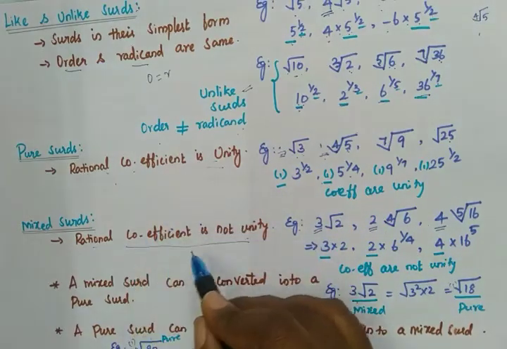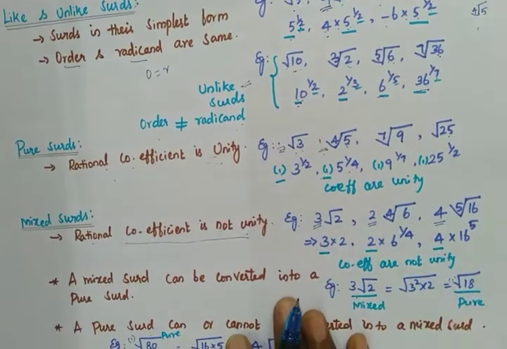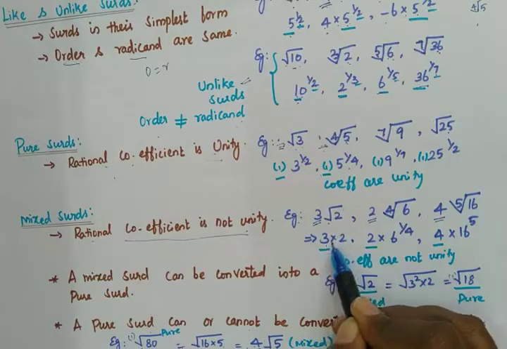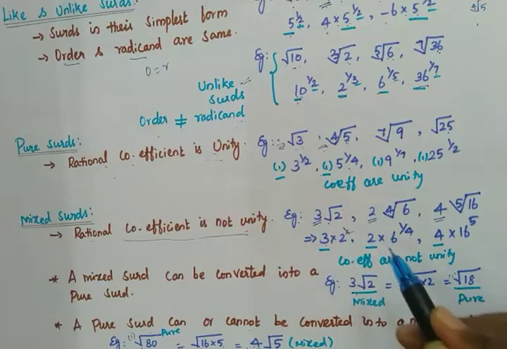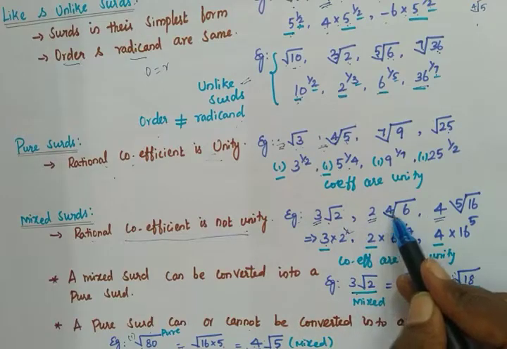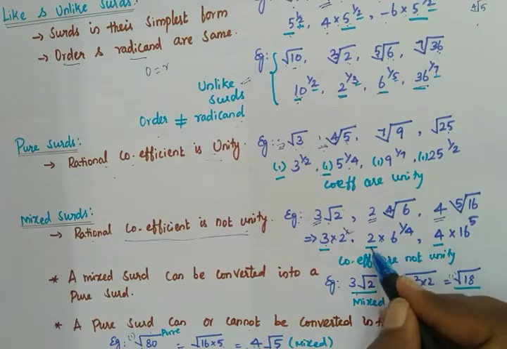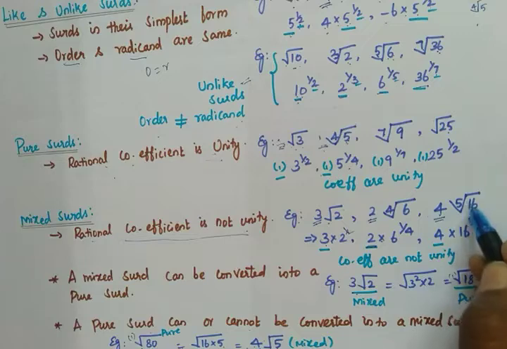Then what is a mixed surd? The rational coefficient is not unity. So before this number we have 3 root 2. So here we can say 3 into 2 power 1 by 2. Here we have 2 root 4, so that is 2 into 6 power 1 by 4. Here we have coefficient as 2. And here we have 4 root 16, here we have 5. So 4 into 6 power 15.